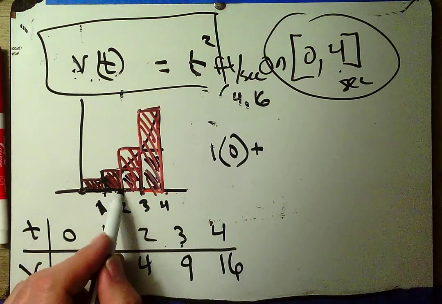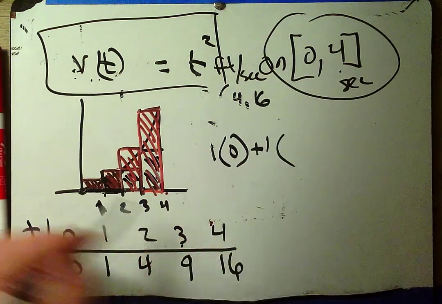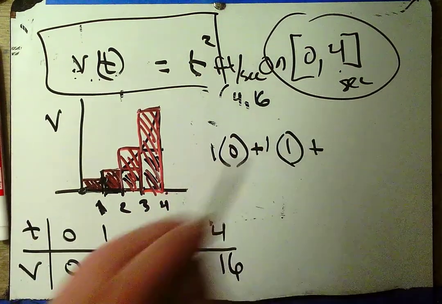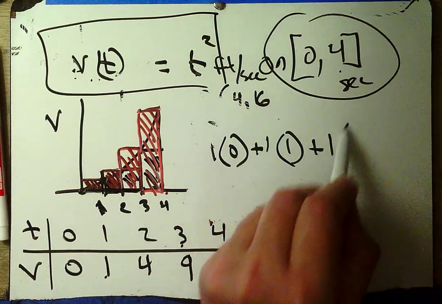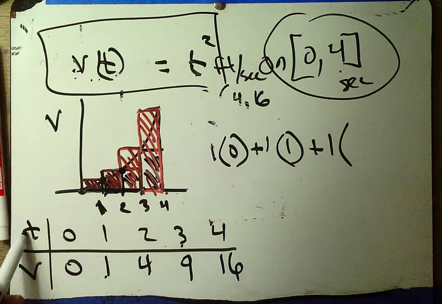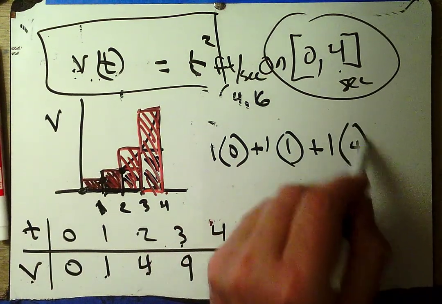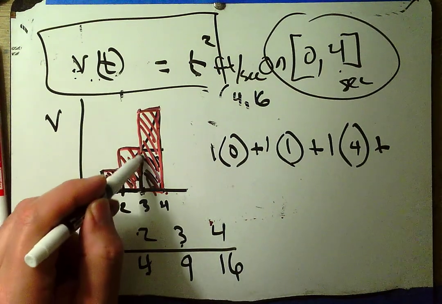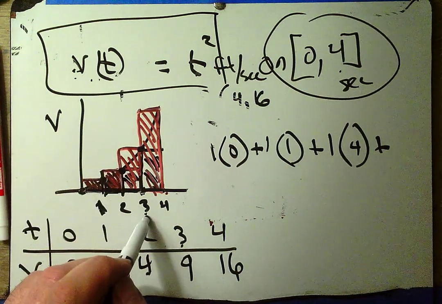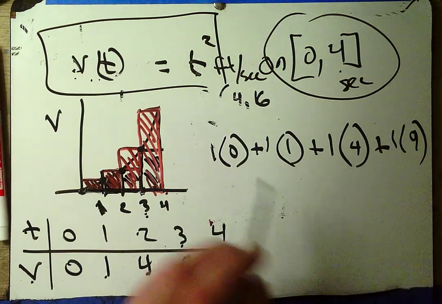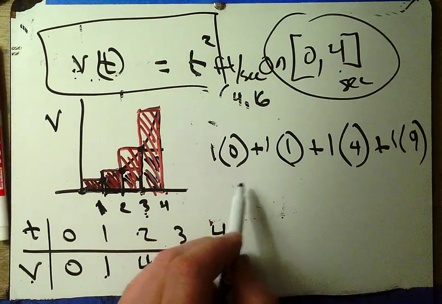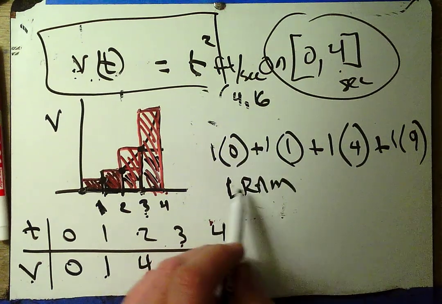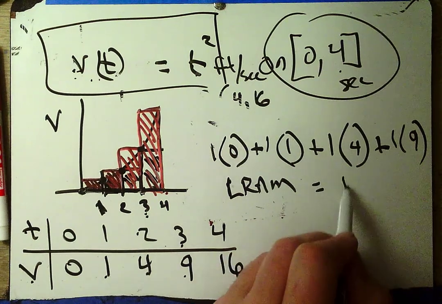Plus, here, what's the width? Well, the width is still 1, but now the height up to the curve, the height on V at 1 is 1. Plus that subinterval width of 1 times the height at 2. At 2, the velocity or height is 4. Plus, and now we come to our last rectangle, the subinterval width is still 1. And I go up to the curve and say, hey, what's the velocity at 3? The velocity at 3 is 9. And so I end up saying that the displacement, or LRAM, that left rectangular approximation method, gives me a value of 14.